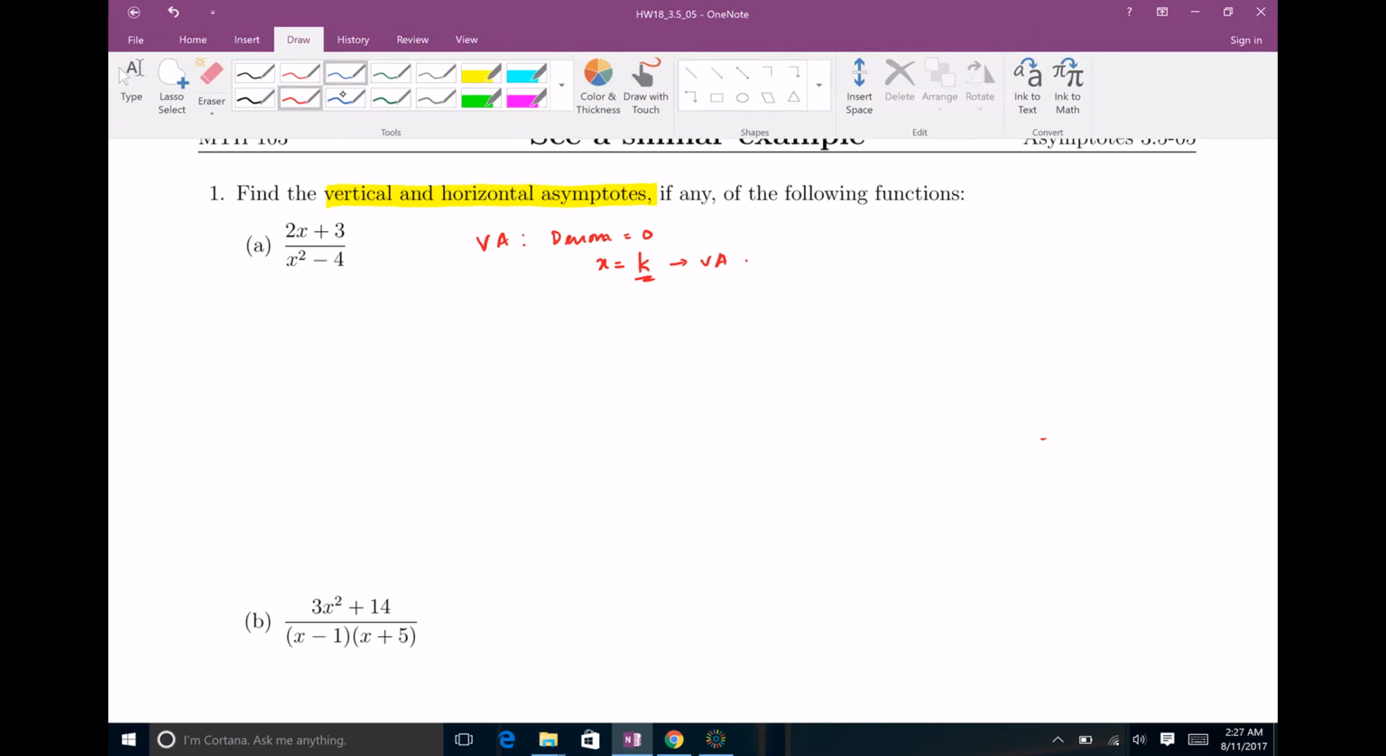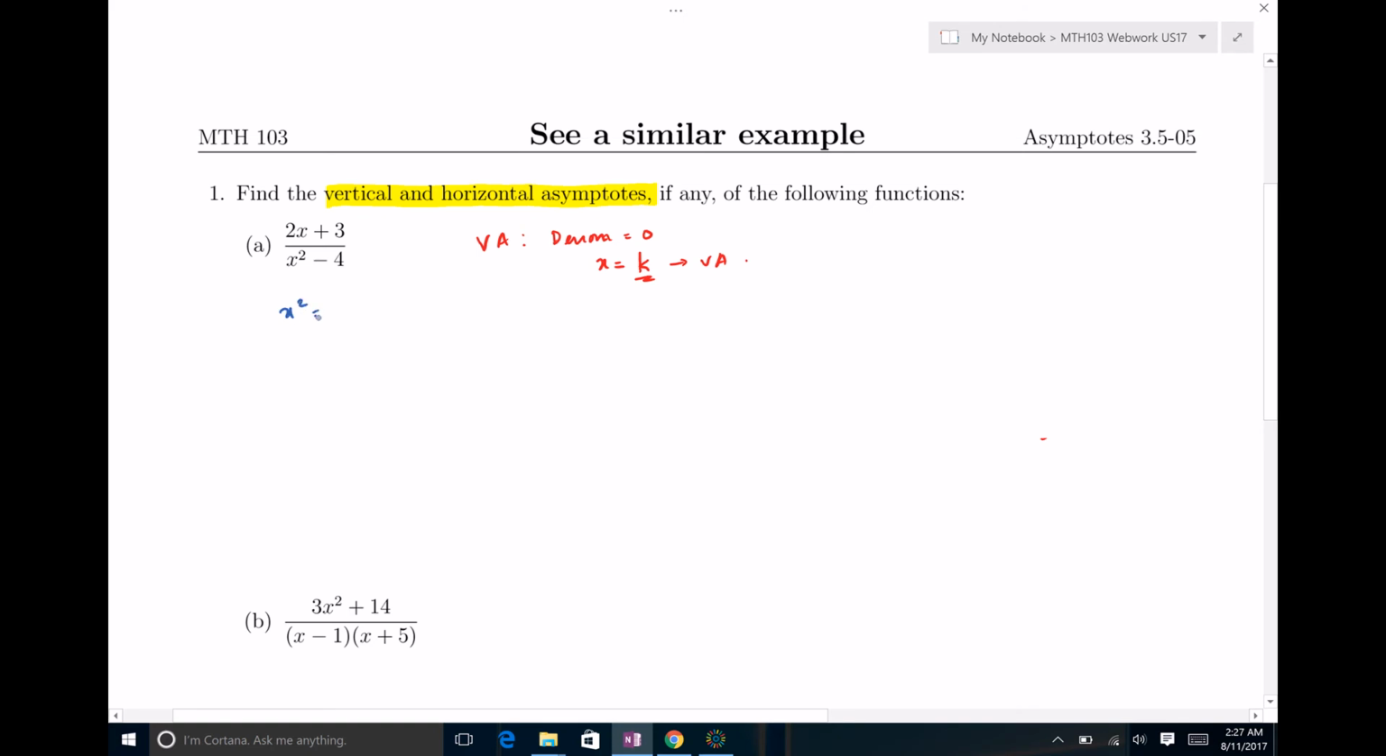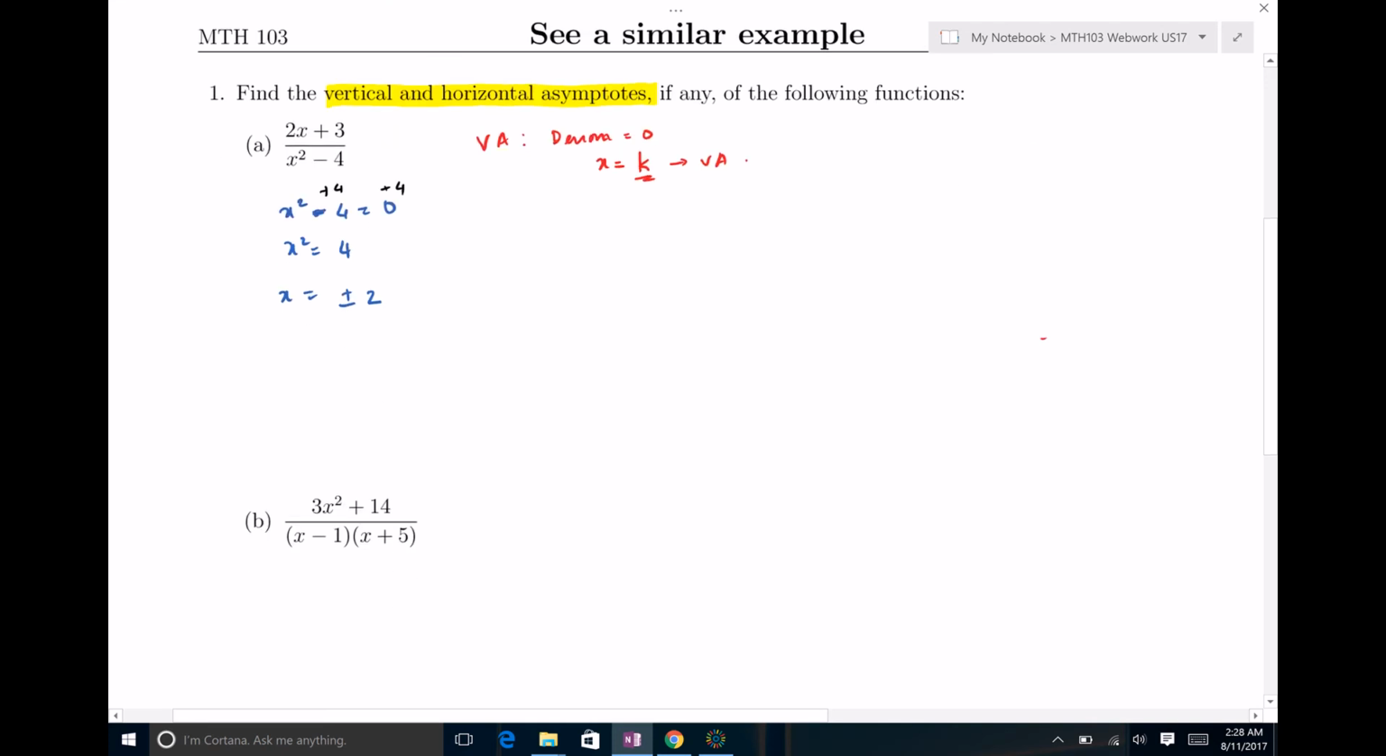So for example, in this case, let's set the denominator equal to 0. x squared minus 4 equals 0. This would mean that x squared is equal to 4, if I take the 4 over to the other side by just adding 4 to both sides of the equation. And if x squared equals 4, then taking the square root on both sides, you get x equal to either positive or negative 2. So the vertical asymptotes for the graph of this function are x equals 2 and x equals negative 2.